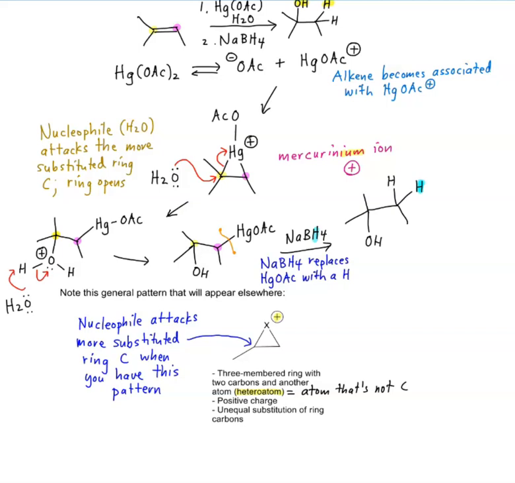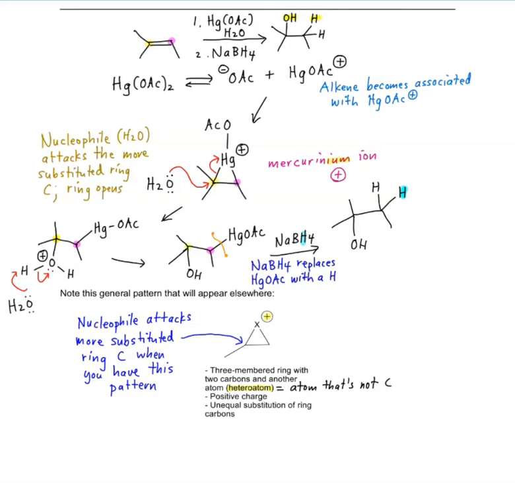Okay, so now we know that we can make a Markovnikov alcohol without worrying about rearrangements. We should just use oxymercuration demercuration, which is the name of the set of conditions that we've just been looking at.